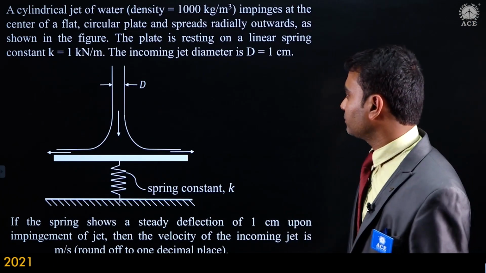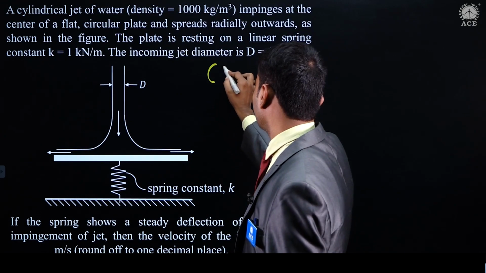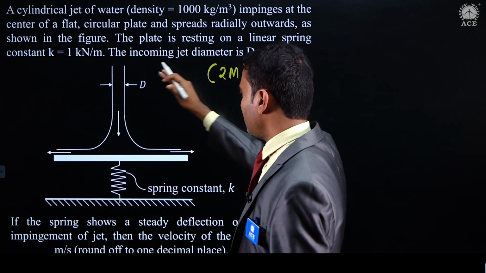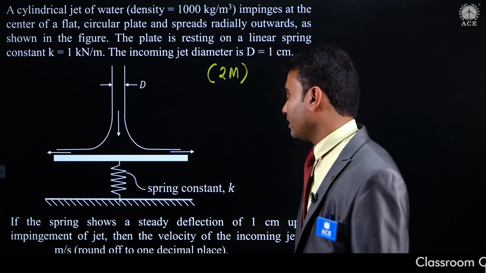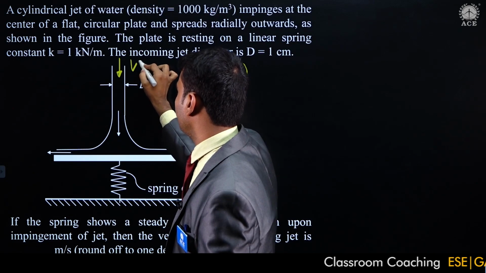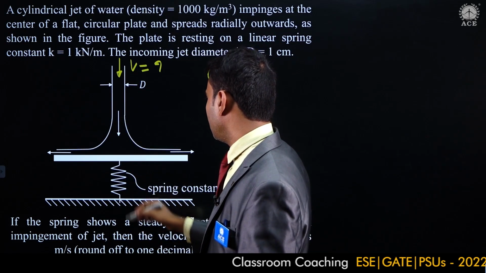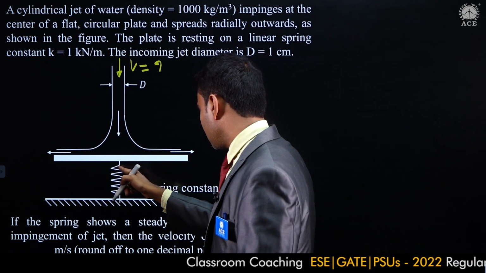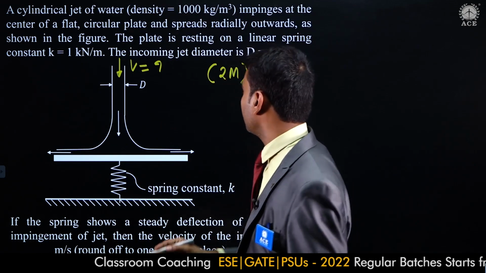Look at this question. So this question was asked for 2 marks in the morning session. Question looks difficult, but this is also very easy question. So what we have to find here? We have to find out this jet velocity. This jet velocity he is asking. What is given? Jet diameter is given, right? Here stiffness of the spring is given, right? Deflection of the spring is also given.